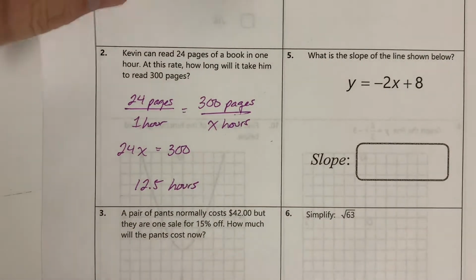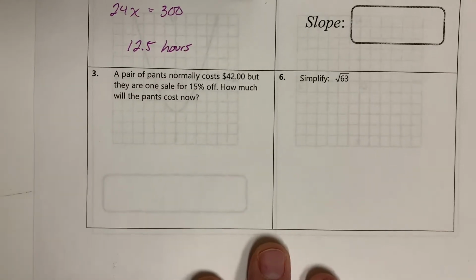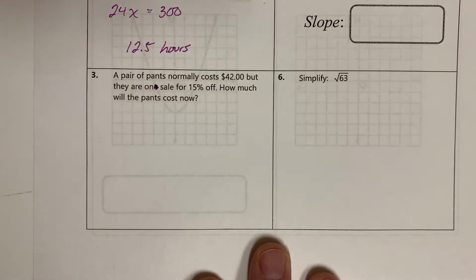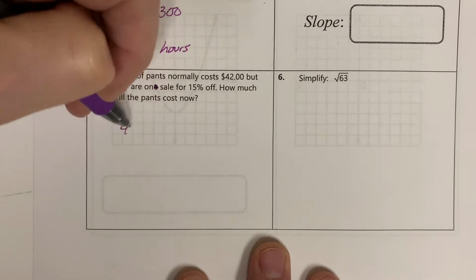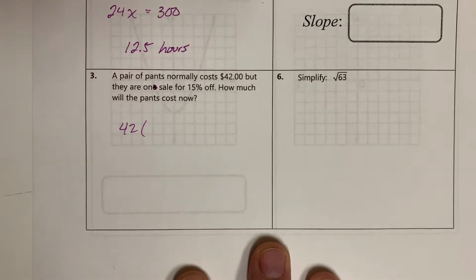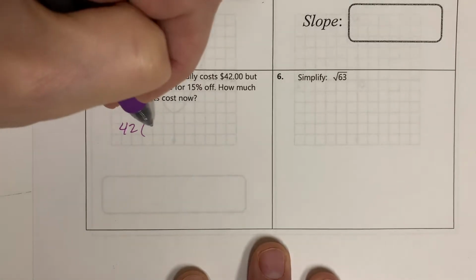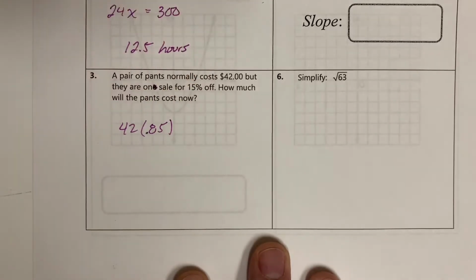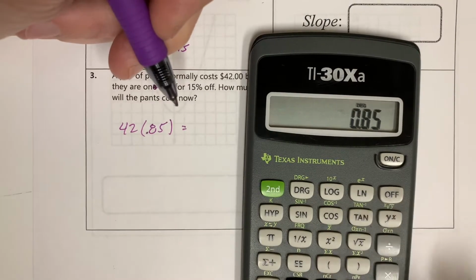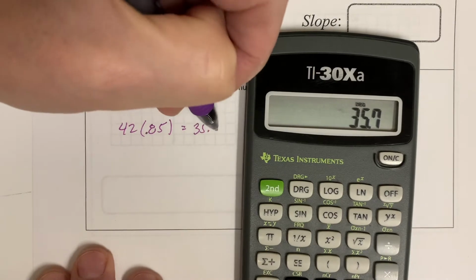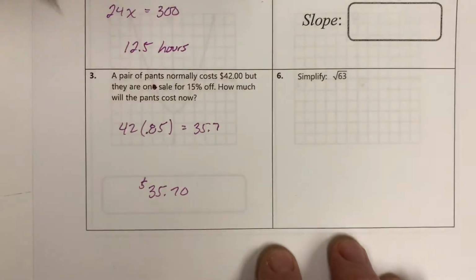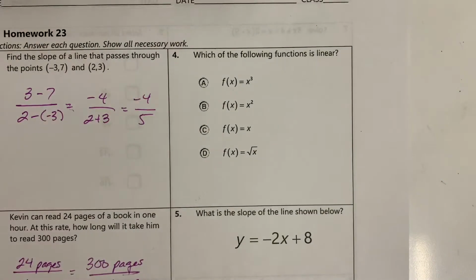And that is it. Number 3, a pair of pants normally costs $42, but they're on sale. That's supposed to be on sale, not one sale. On sale for 15% off. How much will the pants cost now? So what you do is you take 42, and you multiply it by 100 minus 15. 100% minus 15% is 85%, 0.85. And so we're going to take 42 times 0.85, and we get $35.70. So the pants are going to be $35.70 total.